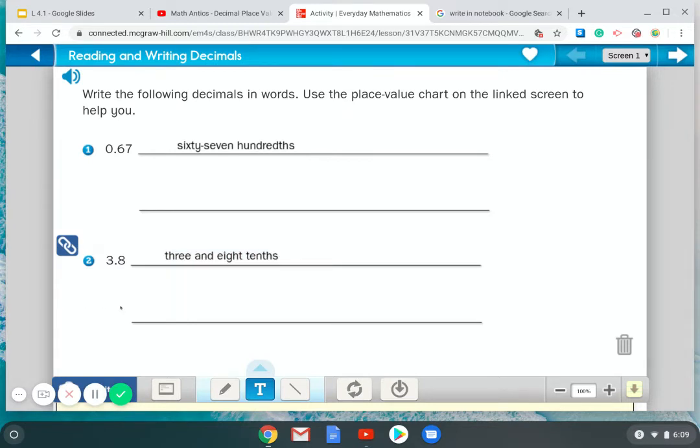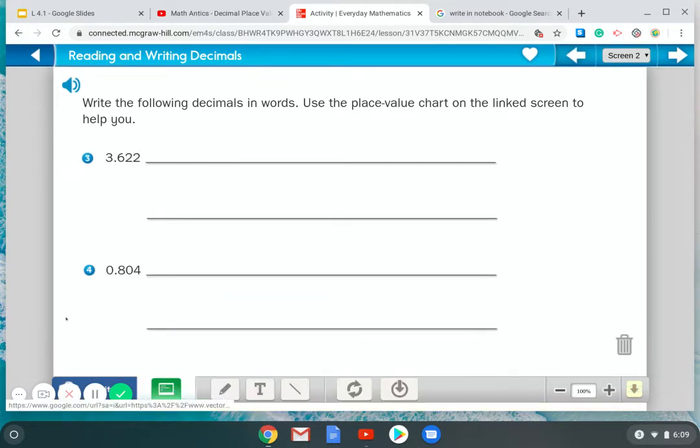Okay. Now, moving on, we're going to try 2 more, and these will be a little spicier. We're going to move further out to our decimal. Okay, for 3 and 4, let's go into our notebooks, and we're going to write 3.622, and then 4, the digit 0.804.